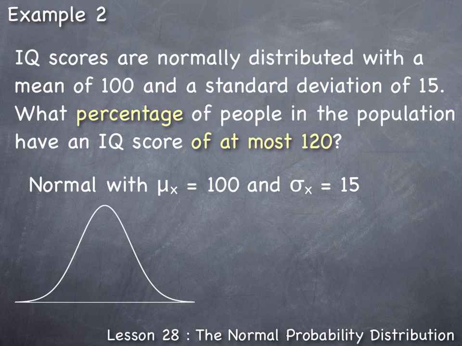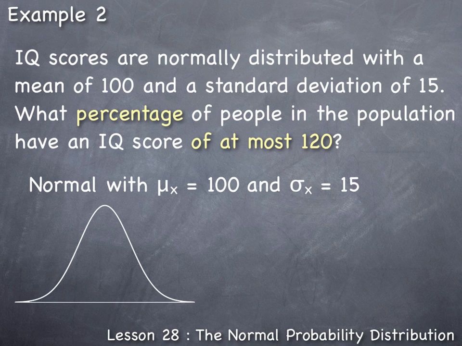Now, we could find the percentage we seek. The percentage of people in the population that have an IQ score of at most 120. So here we have to determine what value of the random variable x would correspond to at most 120. Well, at most 120 means the most or the highest IQ we would have is 120, but it could be anything lower. So at most 120 would translate into less than or equal to 120. So here we're trying to find the percentage of this normal distribution that has values of the random variable x that are less than or equal to 120.